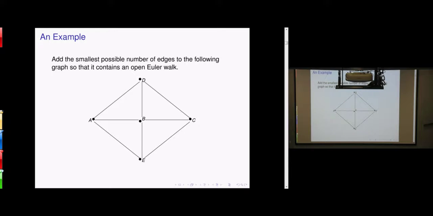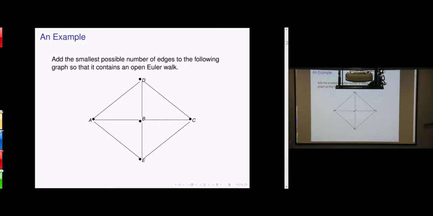So let's see this graph. We have A, B, C, D, E, right? And the degrees of A, C, D, and E are all 3, and the degree of B is 4. So based on Euler's theorem, there's no Euler walk inside this graph, right? Because an Euler walk only exists if you have 2 vertices with odd degrees. But this graph has 4, so there's no chance. Okay?